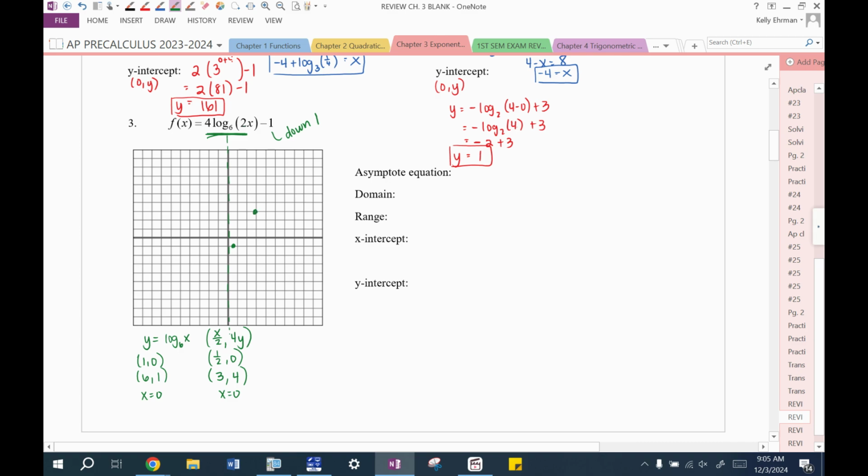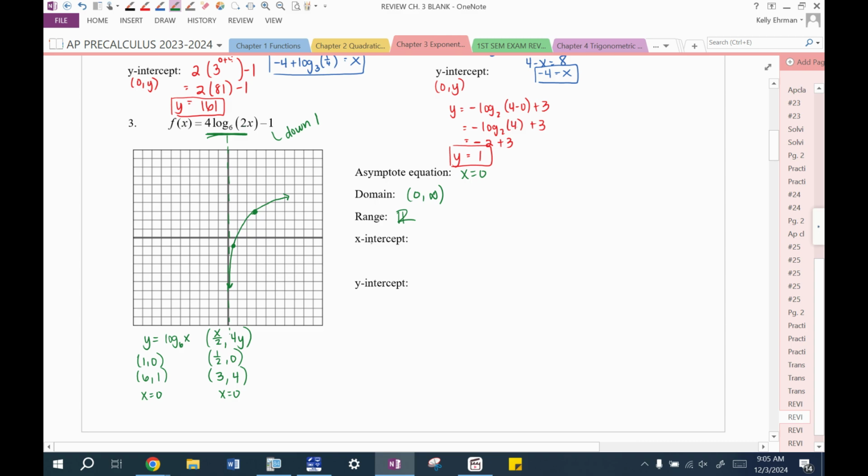So it's right there. And remember, this is a log graph. So if you're having trouble with the curvature, it's not going to cross through the vertical asymptote. It's going to kind of curve and get closer to the vertical asymptote and gradually extend higher. So the asymptote equation is x equals 0. The domain from the graph is just 0 to infinity. The range is all real numbers.